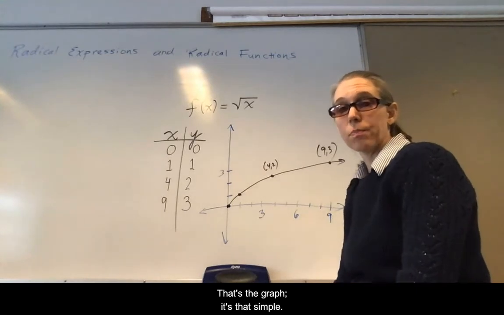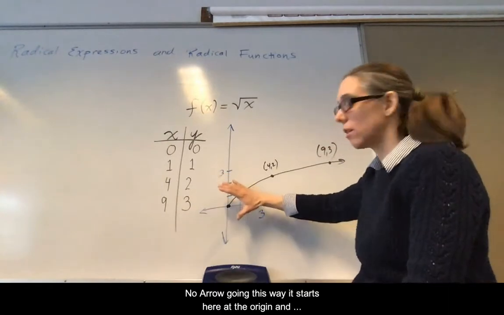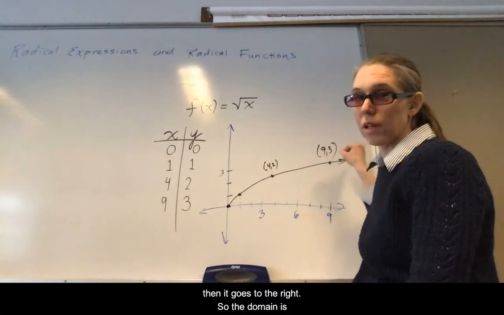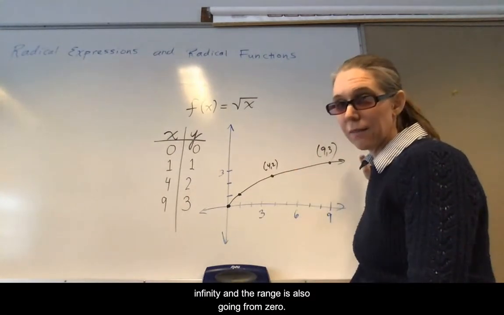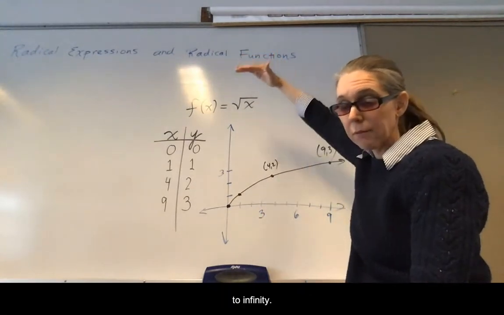It's that simple. Now the graph does not continue down. There should be no arrow going this way. It starts here at the origin and then it goes to the right. So the domain is going from 0 to infinity. The range is also going from 0 to infinity.